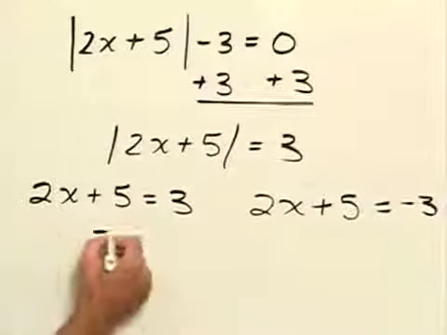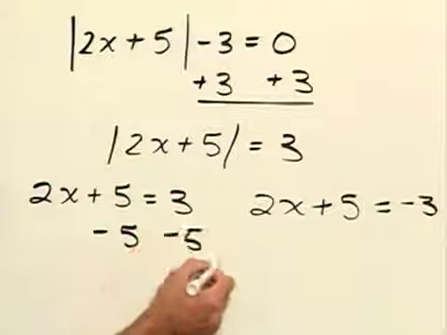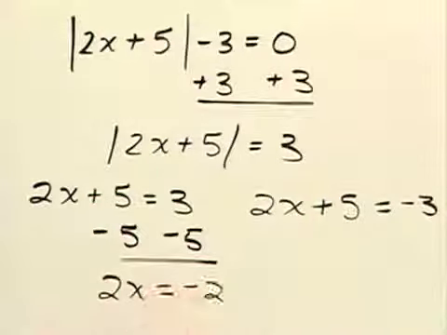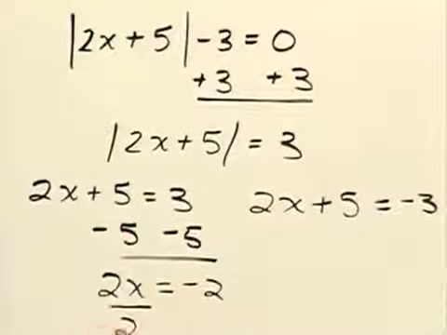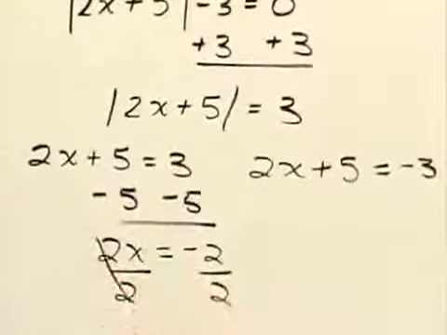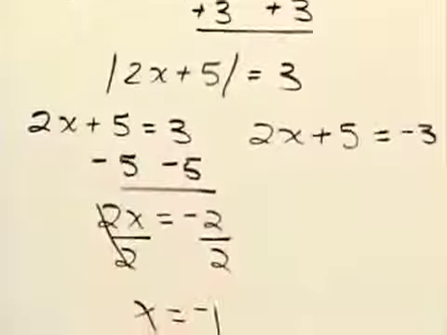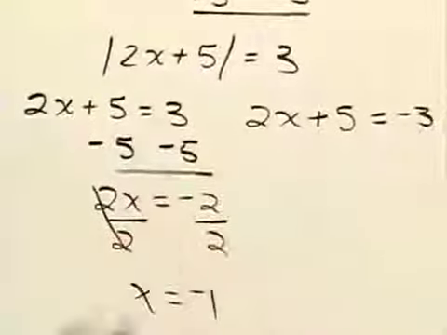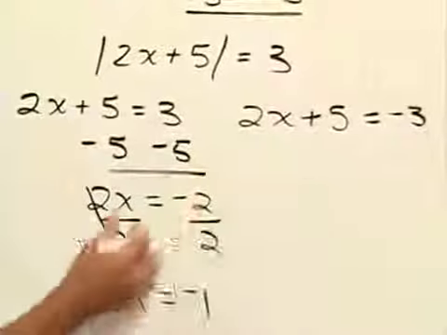So I'm going to subtract 5 from both sides for this problem, and that's going to leave me 2x is equal to negative 2. And then I'm going to divide both sides by 2, and I have x is equal to negative 1. So that's the first part of my solution. The other part is going to come from this other equation. So I need to solve this equation over here.